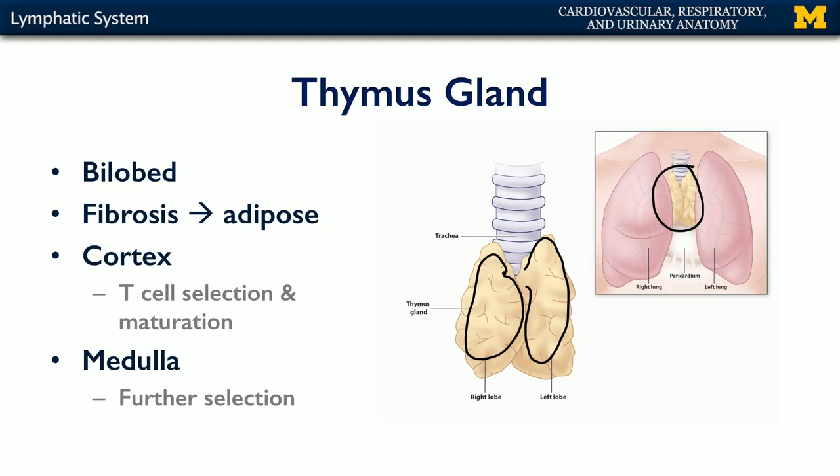That outer cortex is for T cell selection and maturation, meaning it's here that T cells are really going through their early stages of nascent development up through becoming fully immunocompetent. And then they migrate to the medulla, where they may be further selected, such that they're not autoreactive or would have an immune response against an individual's own cells.